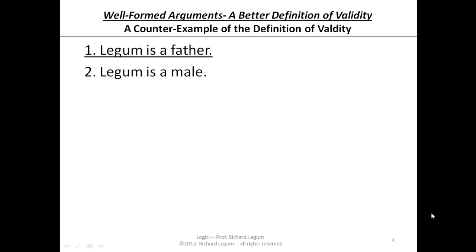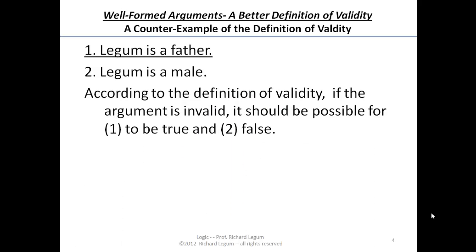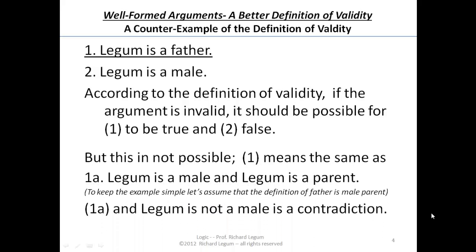Legum is a father, therefore Legum is a male. Well, we didn't think the Clifford example was valid. We don't think this one is valid. But let's see what our definition of validity tells us. According to our definition of validity, if this argument's not valid, it should be possible for one to be true and two false. And remember, in the Clifford example, we gave an example where it was possible that dogs were all robots, that they weren't living mammals, right? But let's see what happens in this case.